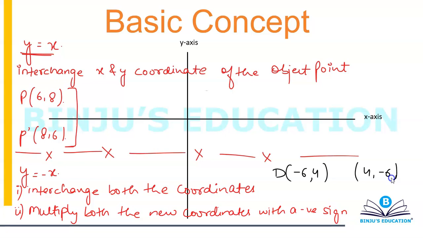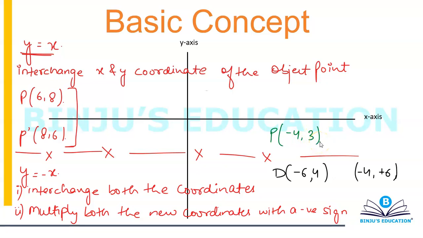Then you will multiply both the new coordinates with a negative sign. So this will now become minus 4 comma plus 6. You can take any other example. Say I want to take the reflection of point P (minus 4, 3).